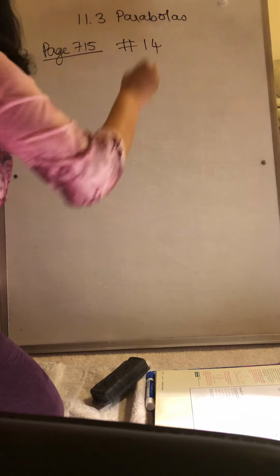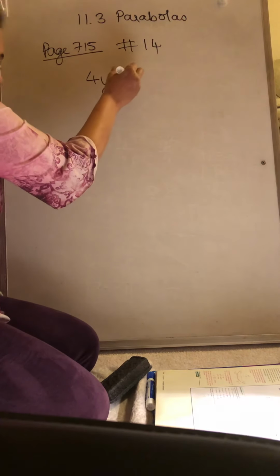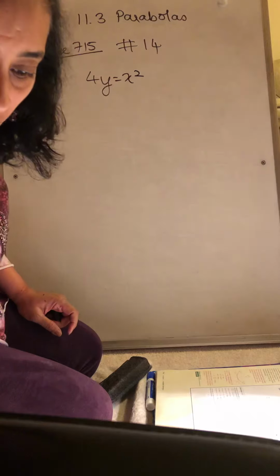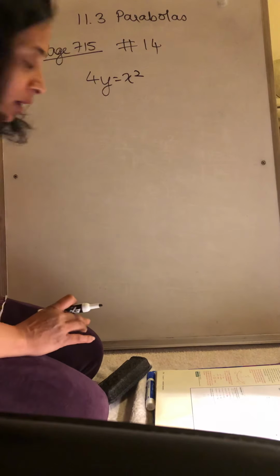Okay, let's do 14 now. 14, 4y equals x square. Let me just make sure we got 12 correct. Yeah, okay. 14, 4y equals x square.